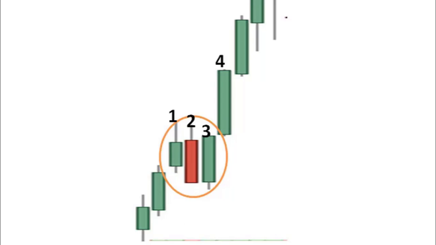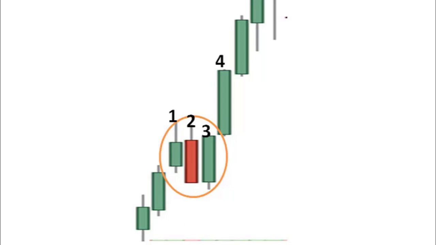We wait for the formation of bar 3 before placing any buy order. We can see in the chart, bar 3 went below the low of bar 2 and found a strong support and closed above the opening price of the red bar. This tells us that there is a strong buying pressure still intact in this uptrend. Bar 3 here is our setup bar. We can place a buy stop order one tick above its high and our stop loss will be one tick below its low.